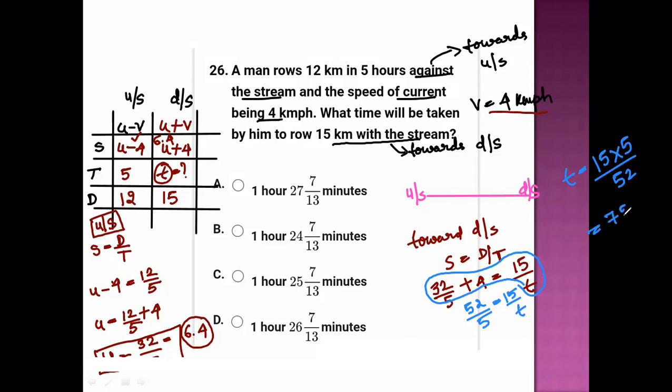So 75 divided by 52. What is the time here? Time is equal to 75 divided by 52. So simply you divide it.